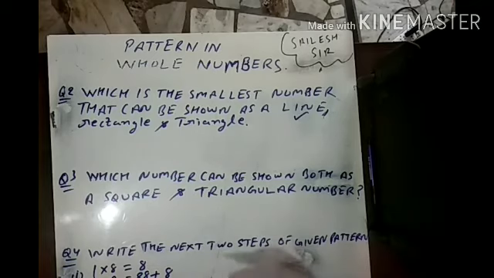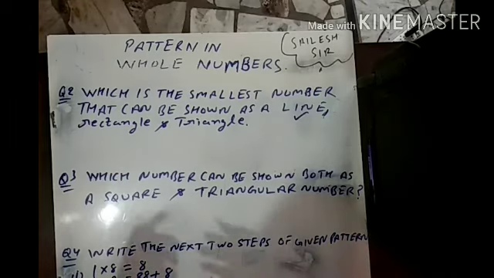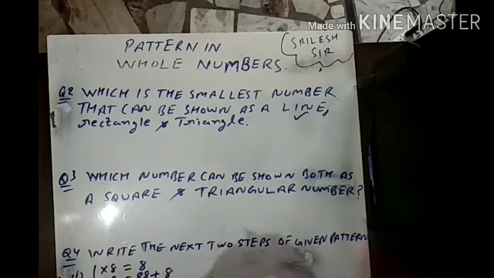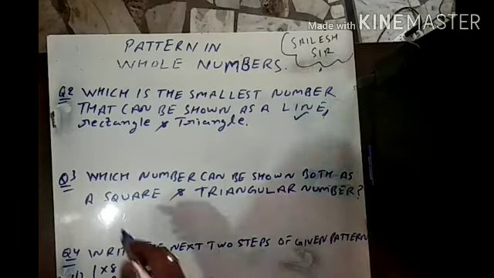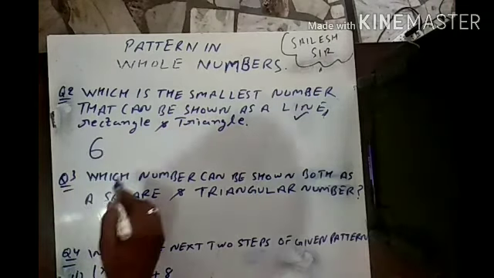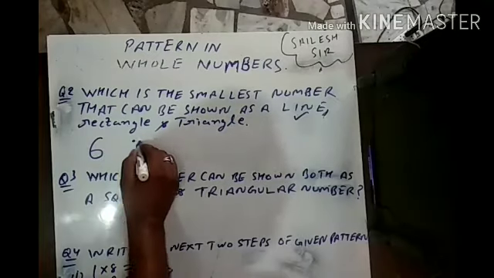After that, 4 is a square number. It can be represented as a line and as a square also, but it can't be represented as a triangle. After that, 5 is also a number that cannot be represented as a triangle. Now we come to 6. Let us check for 6. 6 can be represented as a line.